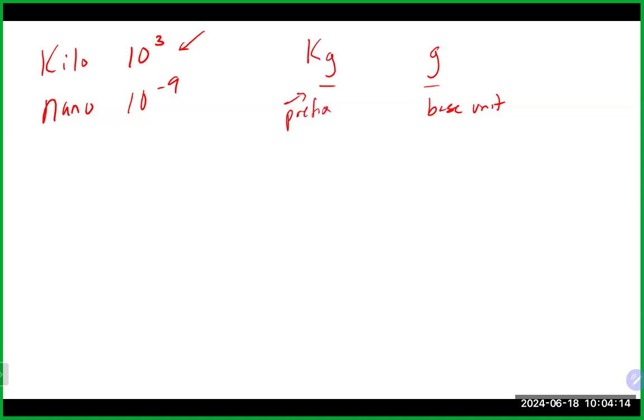So if you go to your table and look up kilo and see 10 to the 3, what that means is in one of the prefix units, the kilograms, there is 10 to the 3 grams. And it's very common. People always do that one backwards. They'll say 10 to the 3 kilograms is 1 gram and stuff like that. Same thing here with nano.